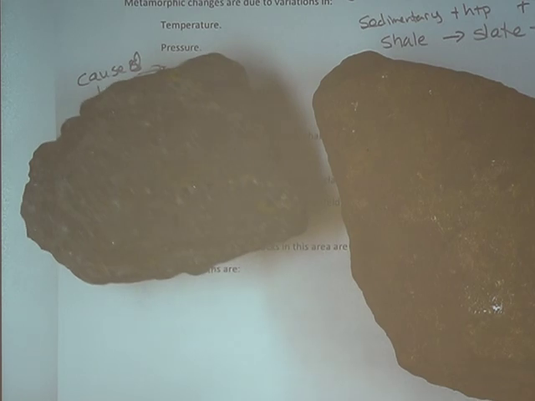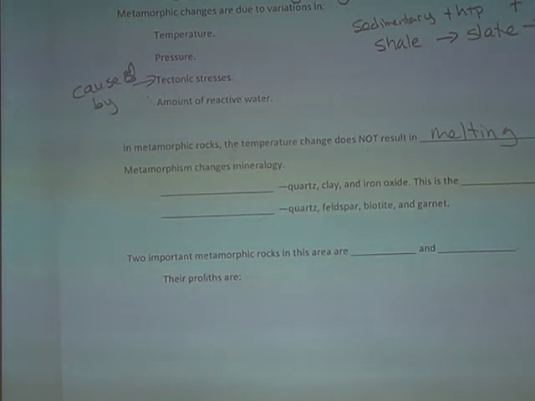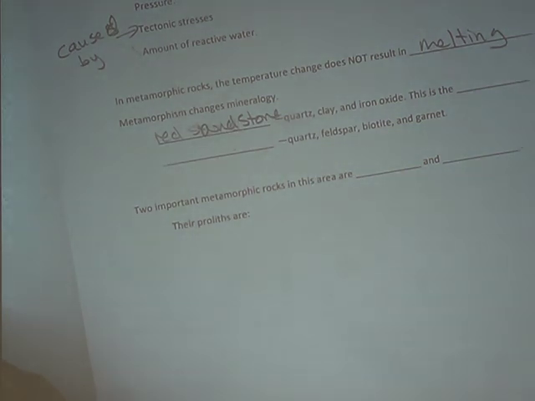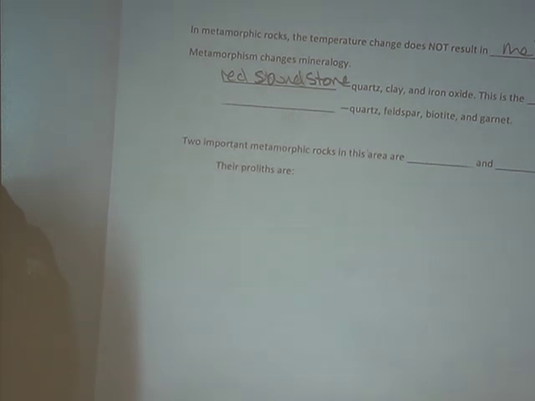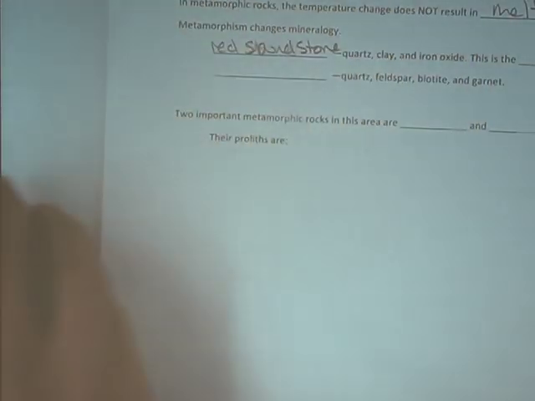So, you recognize this one now. What's this one? Sandstone. That is a sandstone. It is a red sandstone, as we talked about. Red sandstone is what I meant. I got so excited. Sandstone has quartz, clay, and iron oxide. Now this is a sedimentary rock before it goes through metamorphism. So what are we going to call this rock? This is the protolith. Excellent.